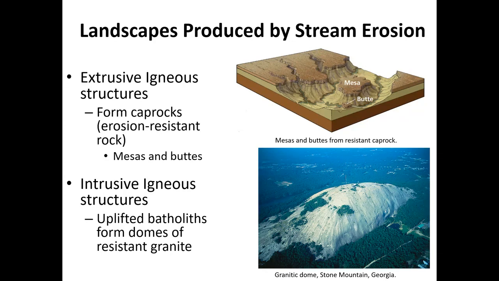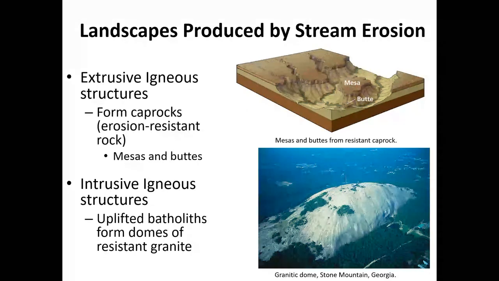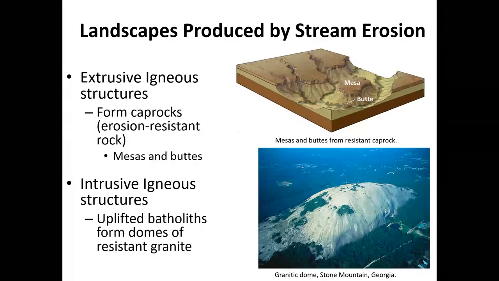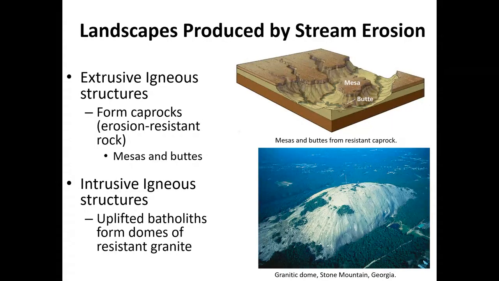Basically, we talked about batholiths. Those are large pools of magma underneath the Earth's crust that can sometimes push up the Earth above it and create uplift. This is an example of a granite dome in Stone Mountain, Georgia. So this is just on the outskirts of Atlanta. They have this large mountain that's created by batholiths underneath, and it's created this unusual rock formation there.